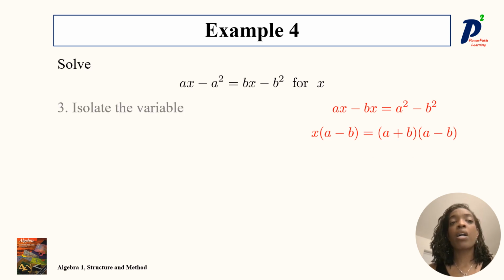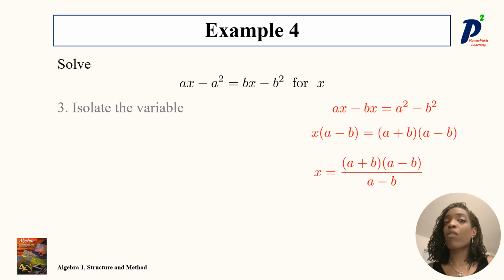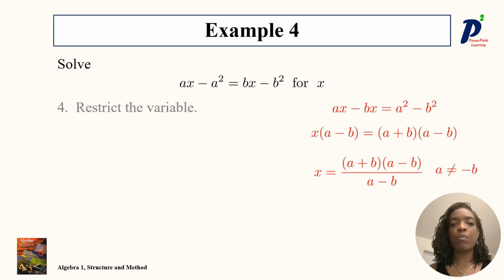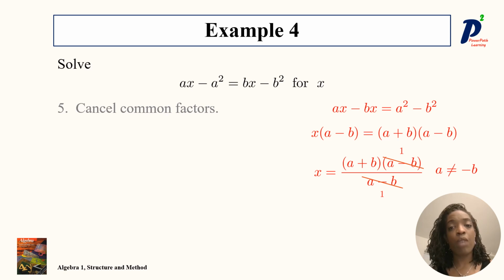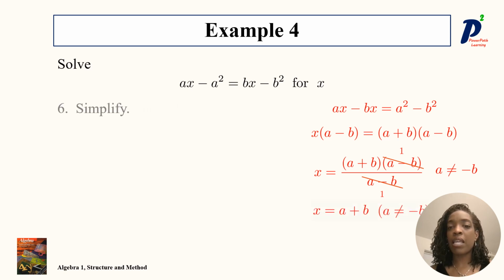Now I'm going to isolate my variable x by dividing both sides by a minus b, and I have a rational expression. Rational expressions require that I restrict my domain. So I look at my denominator: a minus b would equal 0 if a was equal to b, so a cannot be equal to b. Oh, that should say b, not negative b. Now we've restricted, we're canceling our common factors, and we are left with x equals a plus b with the restriction a does not equal b, not negative b. Sorry for the typo.